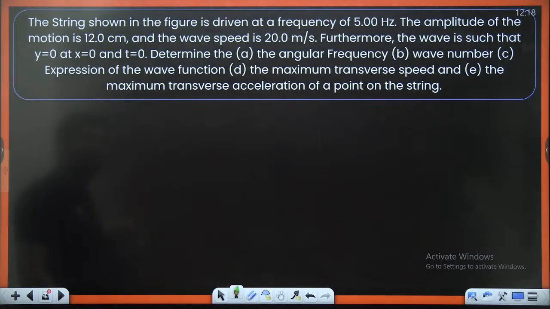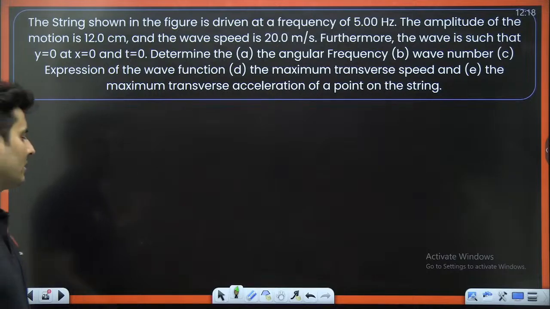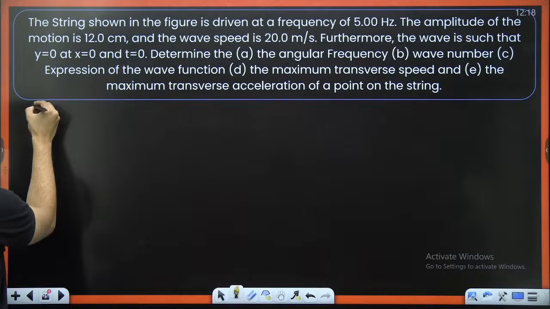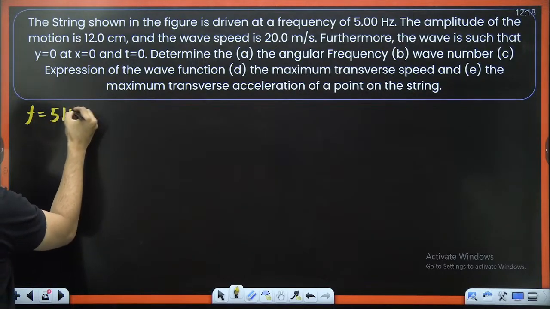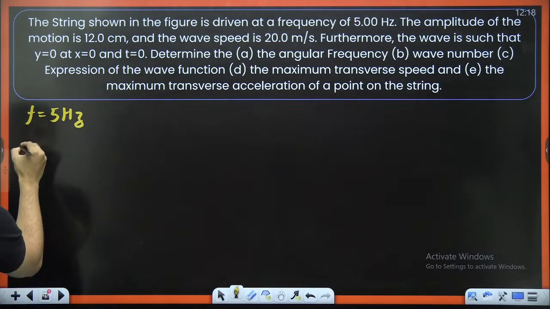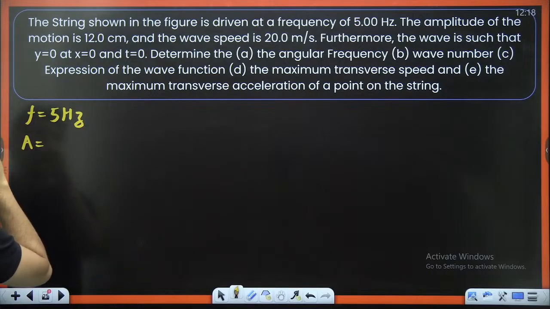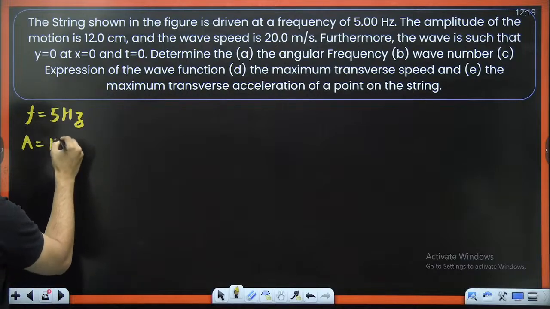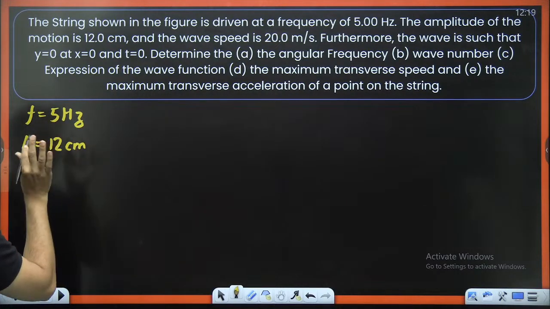Determine angular frequency, wave number, expression of the wave function, the maximum transverse wave speed, the maximum transverse acceleration, and all these things. Okay, so not that difficult. I'll tell you what. Over here, the frequency is 5 Hz. Amplitude is 12 centimeters. So let's do everything in centimeters only. Amplitude is 12 centimeters, CGS units.